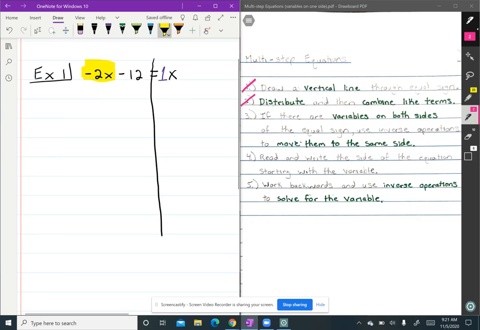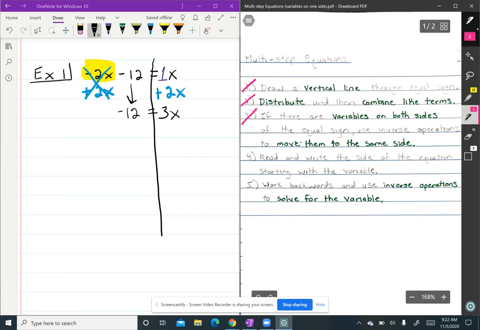But we can't just put it on the other side of the line. We have to use an inverse operation to move it. So the opposite of negative 2x would be plus 2x or positive 2x. And negative 2x plus 2x equals 0. Negative 12 would come down. 1x plus 2x equals 3x.